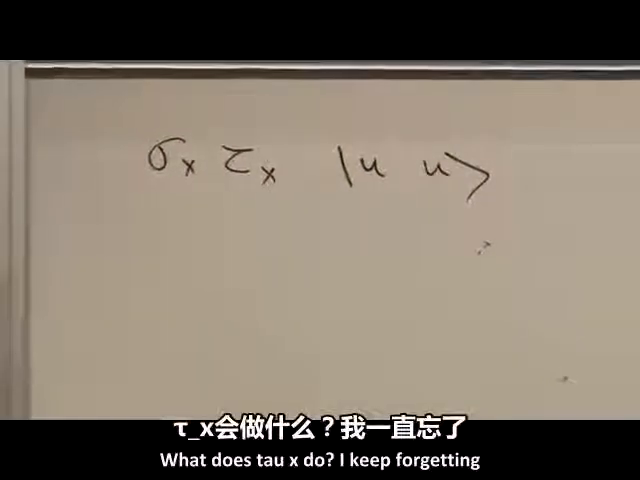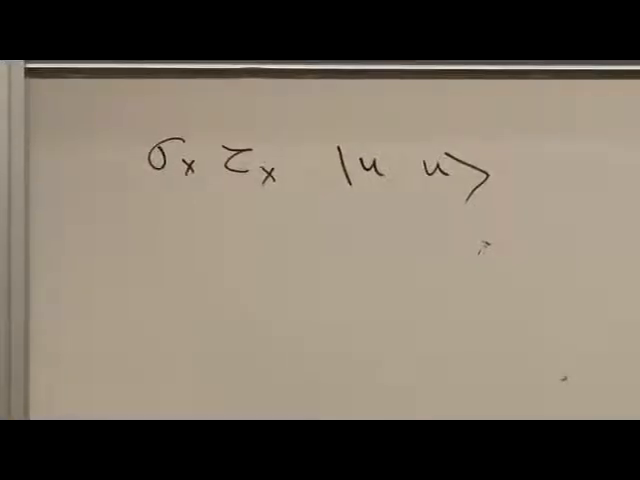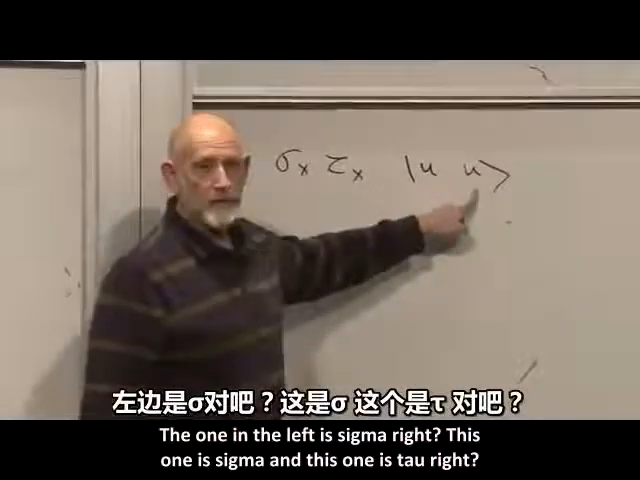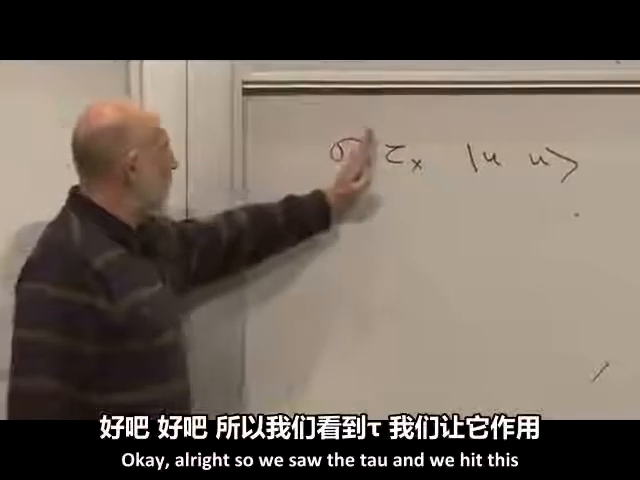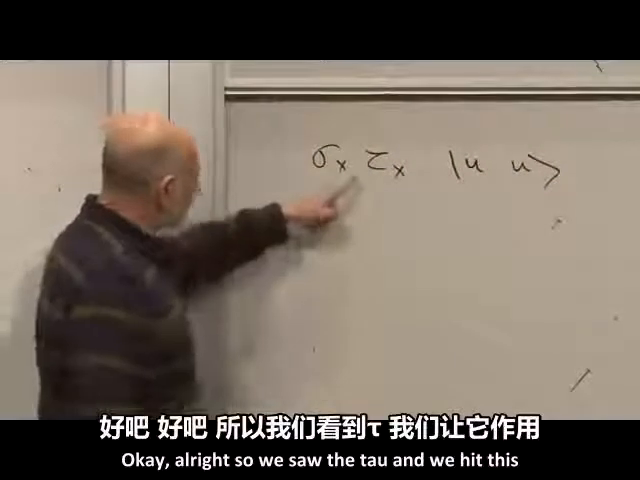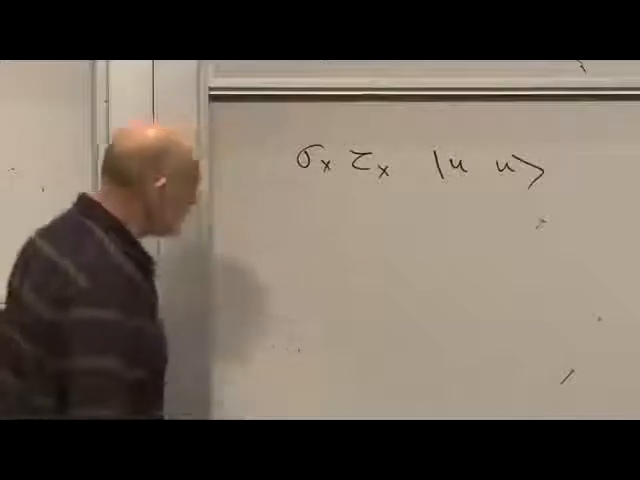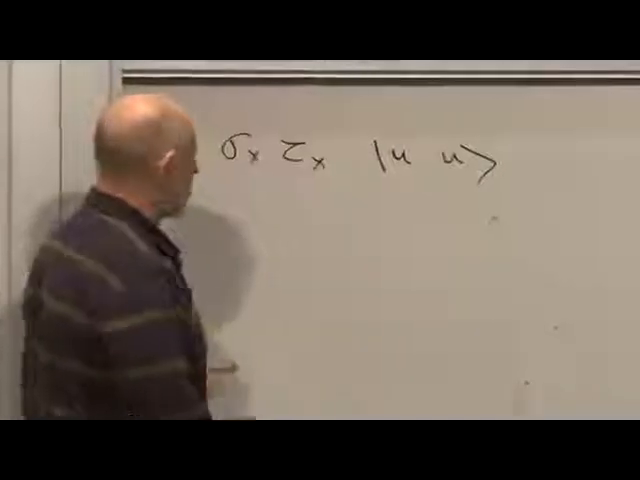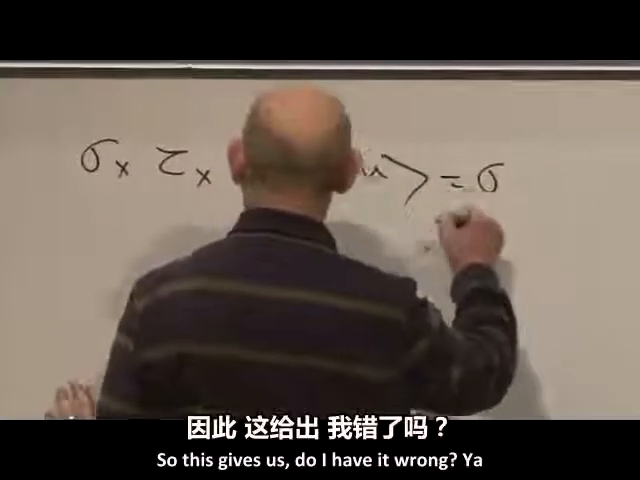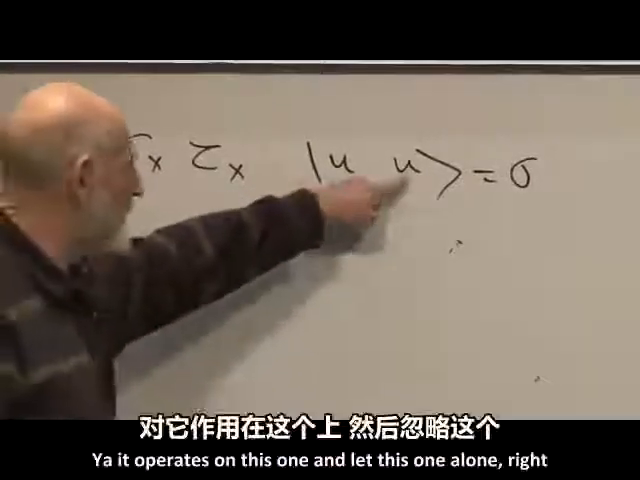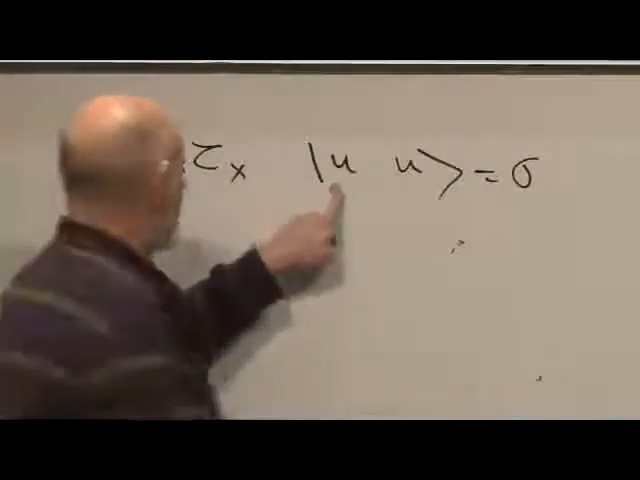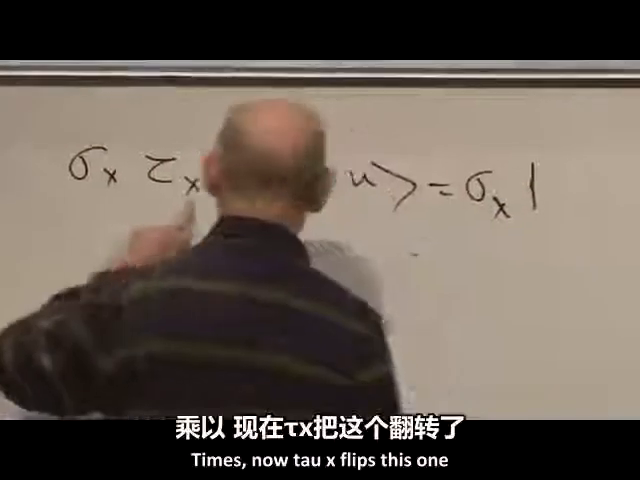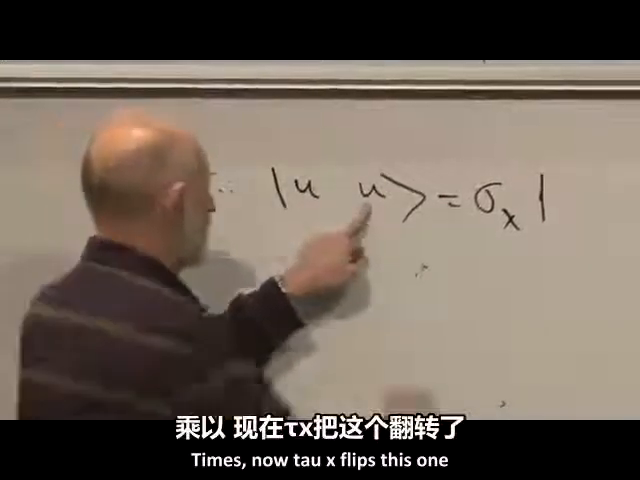Let's see, tau, I keep forgetting. No, the one on the left is sigma, right? This one's sigma, and this one's tau. Okay, all right, so we start with tau and we hit this. What does tau x do? It operates on this one and leaves this one alone. So it gives sigma x, which I have not acted with yet, times, now tau x flips this one. So it's up, down.